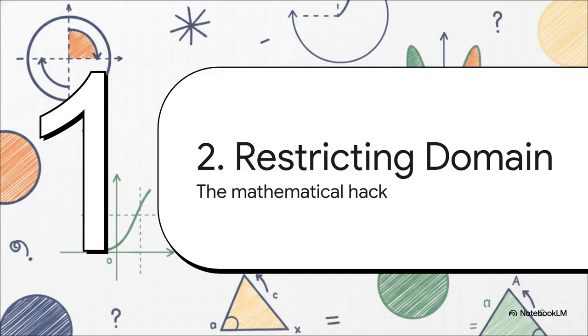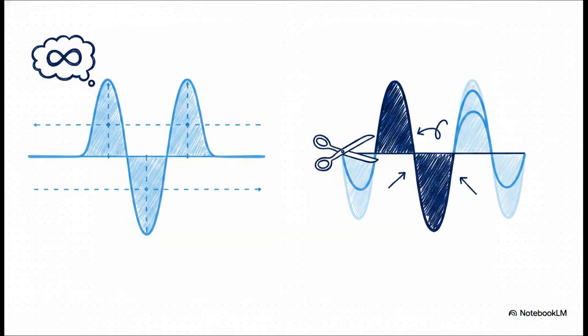That leads us nicely into Section 2, restricting the domain. This is basically the mathematical hack to force compliance. All right, let's dive into this incredibly brilliant mathematical workaround, domain restriction. Take a look at the left. Notice that natural, endless sine wave: for literally any y value, let's say 1/2, there are infinite x values that give you that exact result.